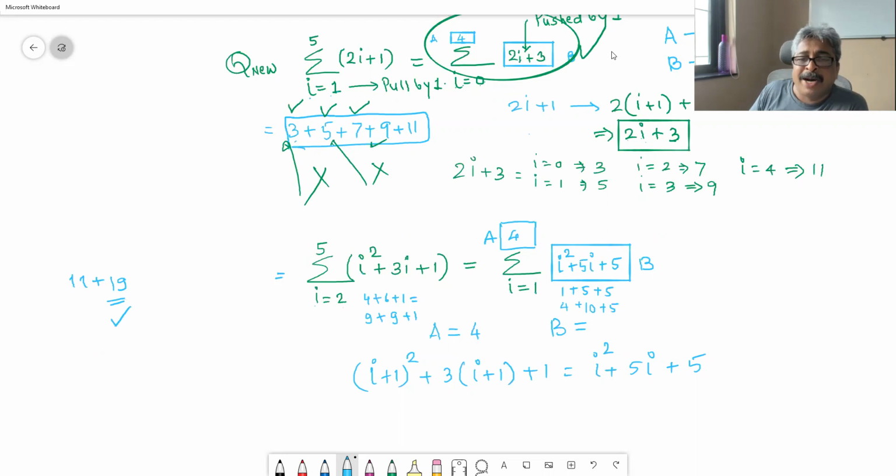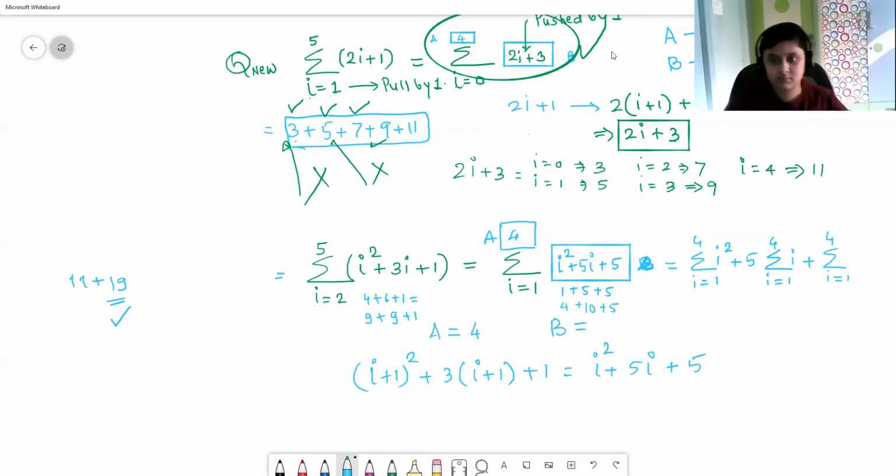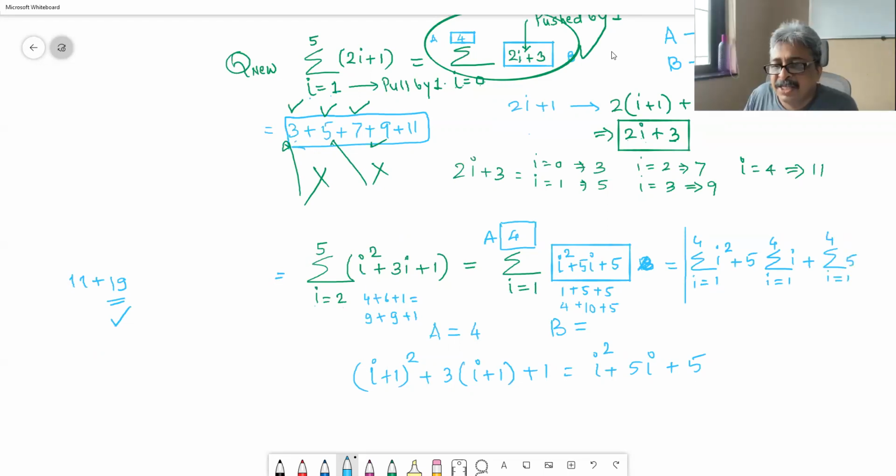Now, by property 1 that we have studied, we can also write this as sigma i goes from 1 to 4 of i square, plus 5 times sigma i goes from 1 to 4 of i, plus sigma i goes from 1 to 4 of 5. This is easy to calculate. The last rectangle is easy to actually find out the final numerical answer.